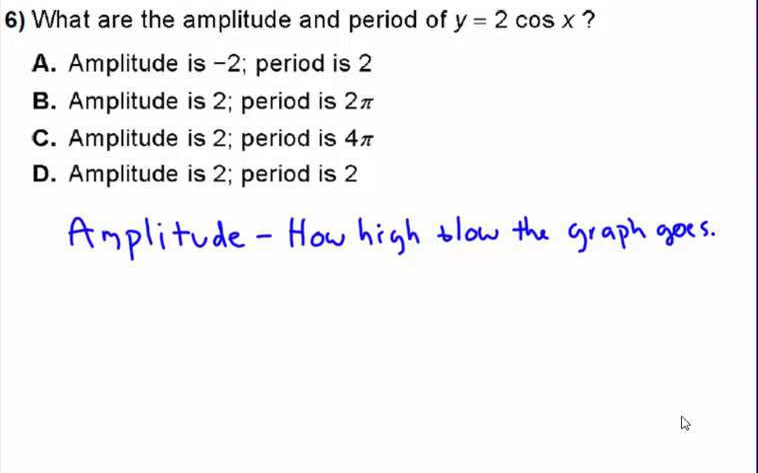So the amplitude is defined by the number in front of the sine or cosine function, and we take the absolute value of that. So amplitude can never be negative. So A is obviously an incorrect answer.